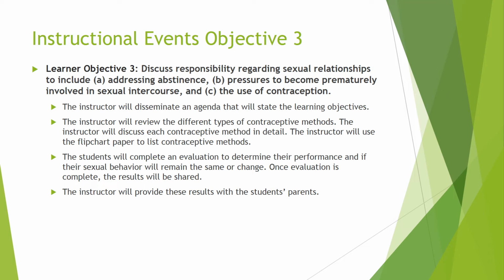The third instructional event objective is to discuss responsibility regarding sexual relationships, which will include addressing abstinence, pressures to become prematurely involved in sexual intercourse, and the use of contraceptives. The instructor will disseminate an agenda that will state the learning objectives.